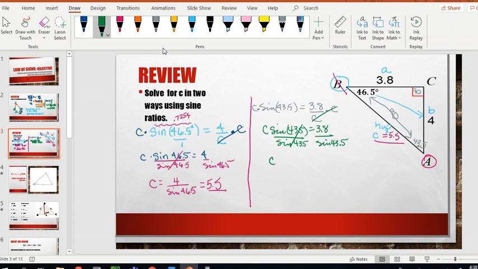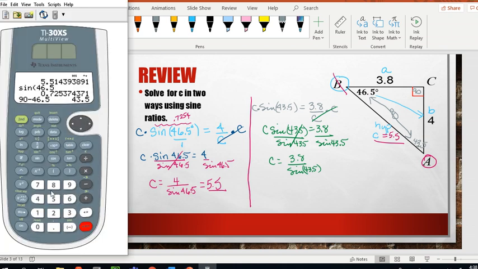And now I'm going to divide by what's attached to C, sine of 43.5. This cancels. C is equal to 3.8 over sine 43.5. And that will be in parentheses, but your calculator asks you for that. All right, so I'm going to do N over D, and I'm going to do 3.8 divided by sine 43.5. Close parentheses. Whoops. I just did divided by instead of doing the underneath.